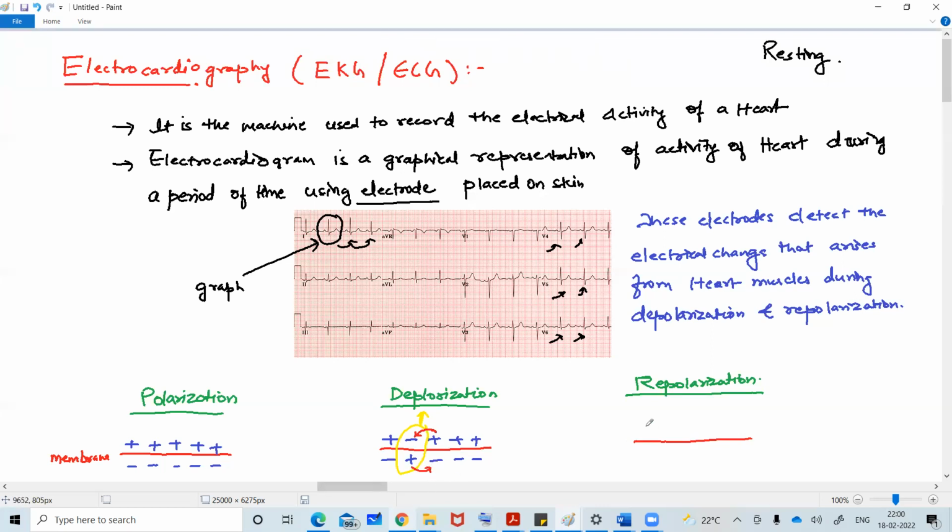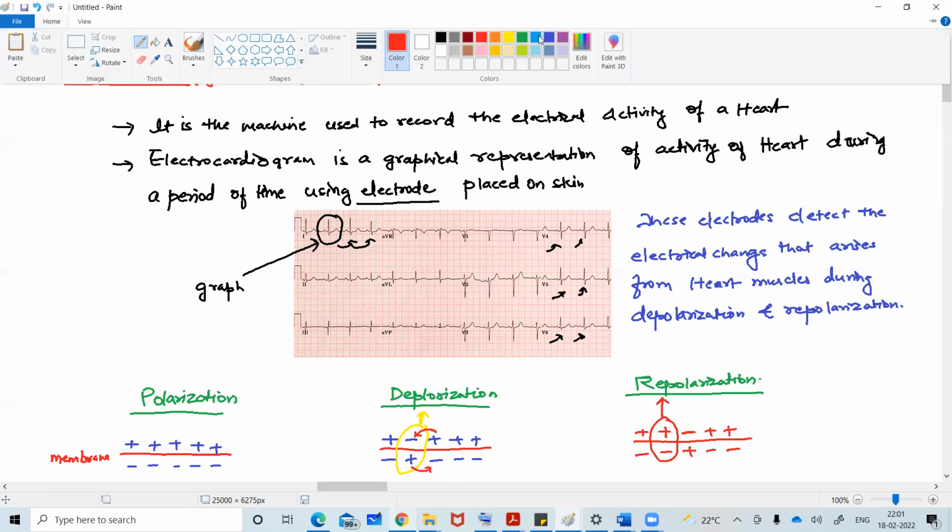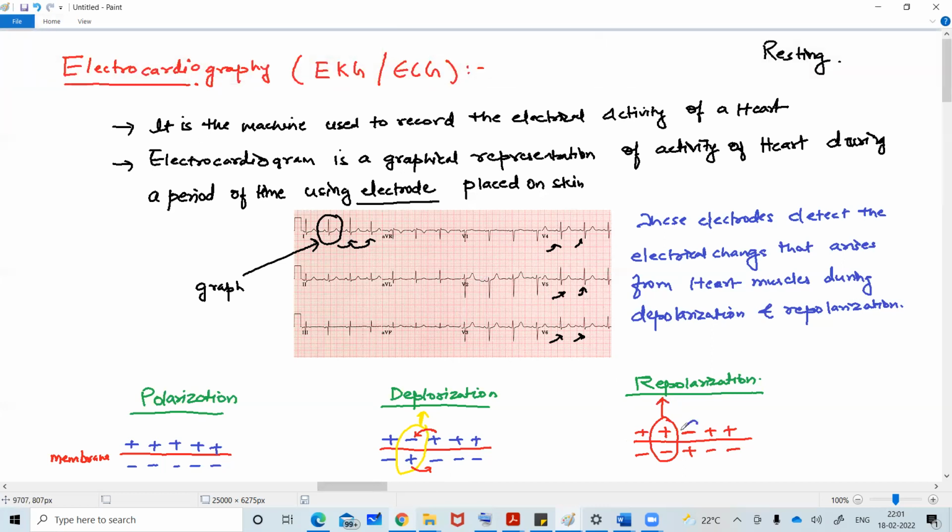So what will happen? It will get changed. So this becomes positive, this becomes negative, and the next membrane becomes depolarized again, right? So let me write, this is the repolarized state, which I'm circling. And now this particular stage, the next one, this is called depolarized, right? So this process keeps on going: polarization, depolarization, and then repolarization.